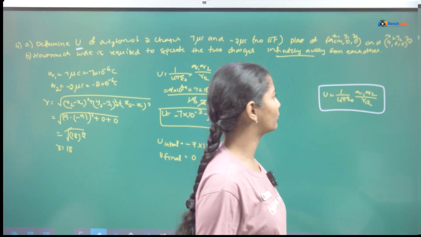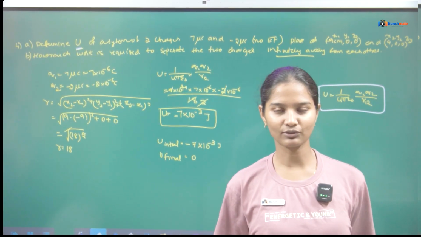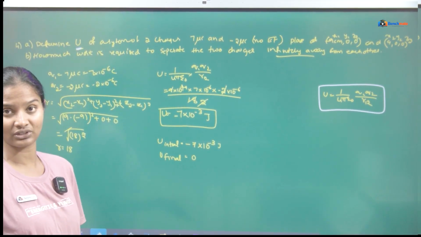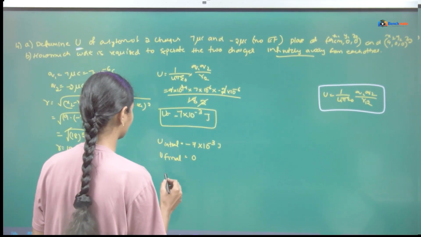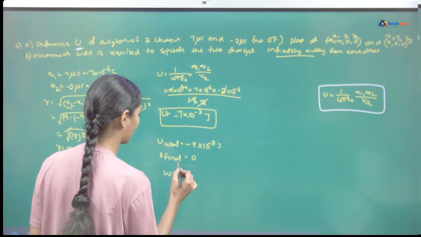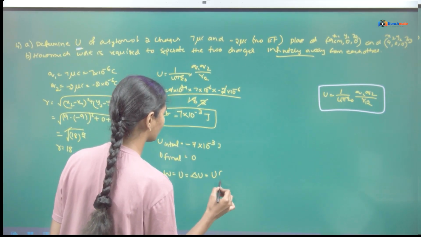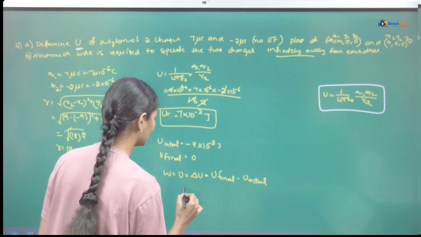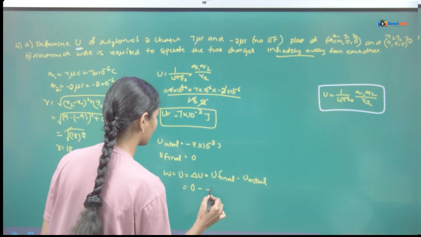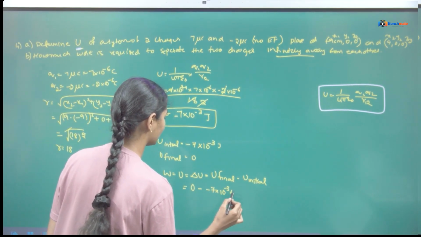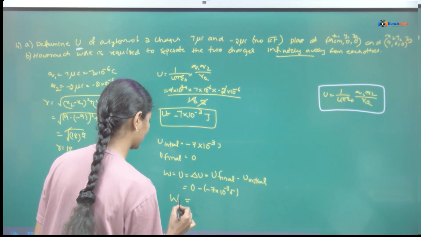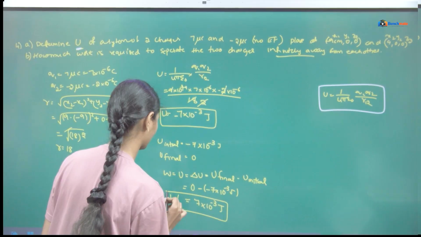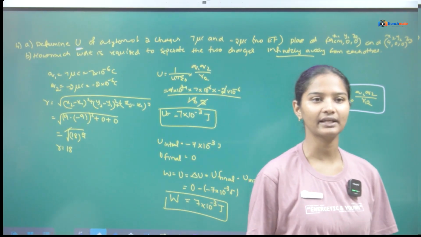You are separating both the charges infinitely from each other. There is no energy difference between them, no interaction between them, because the two charges are very far away. Then the work done is delta U, which is equal to U final minus U initial. U final is 0, U initial is minus 7 into 10 power minus 3. Now minus into minus is plus, so the work done is 7 into 10 power minus 3 joules. So this is the answer for the next question.